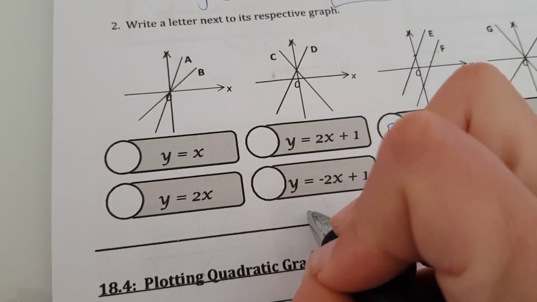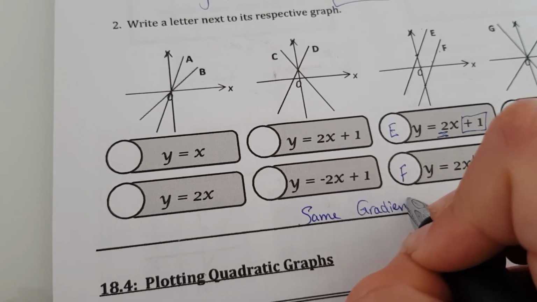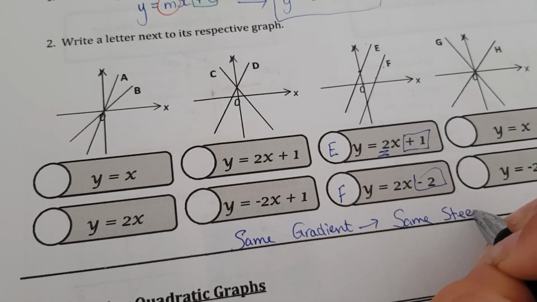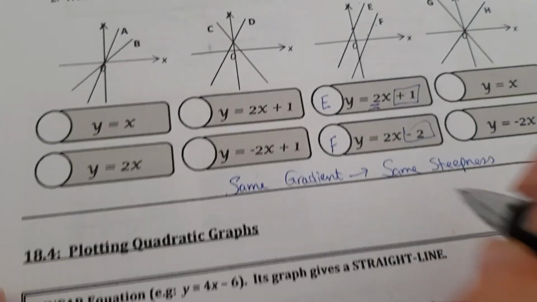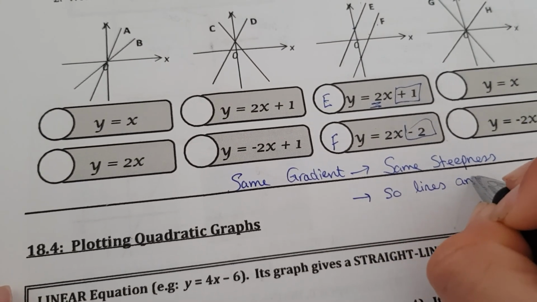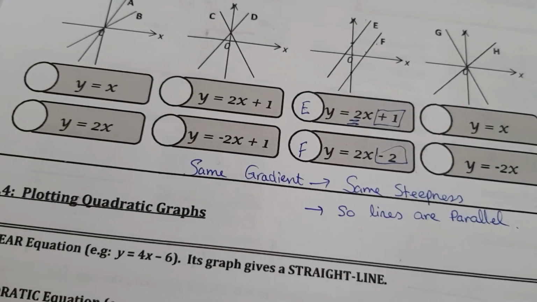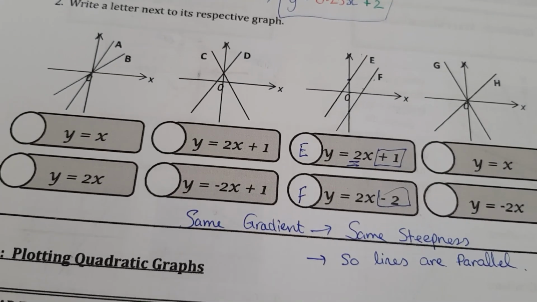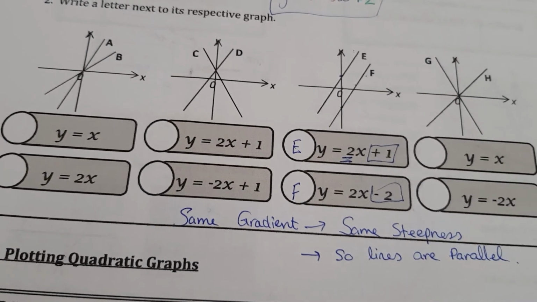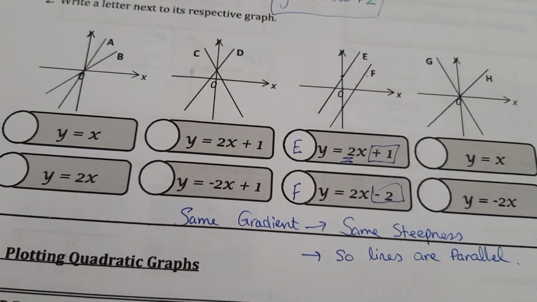Okay, if they have the same gradient, it means they have the same steepness, so the lines are parallel. Okay, so I want you to try these on your own. You can do it in 4 minutes, okay? And we'll check them out together. That would be the lesson for today.